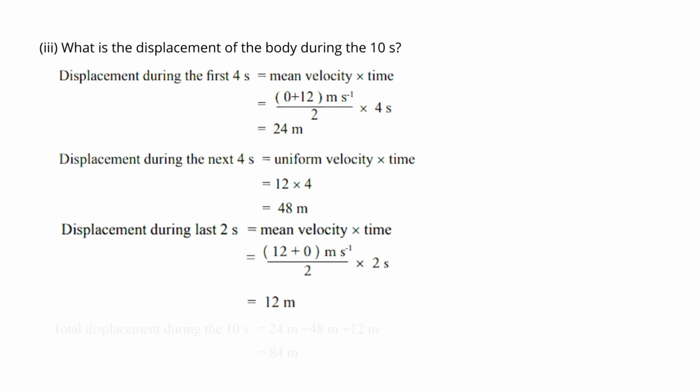So now what is the displacement of the body during the 10 seconds? Here, as you can see, children, initially the object accelerated and was displaced by 24 meters, then with constant velocity it was 48 meters, and finally with deceleration it is 12 meters. For the total displacement we have to add up all the values, and finally we get 84 meters. Okay, I hope you all have understood this calculation.